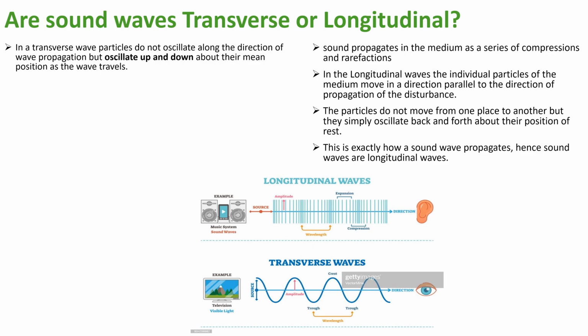In a transverse wave, particles do not oscillate along the direction of wave propagation, but still oscillate up and down about their mean position as the wave travels. Remember this example here. The particles move up and down, up and down. Whereas here the particles move left and right, left and right. Increase the density, reduce the density, increase the density, reduce the density. Here up and down, here left and right. Remember, longitudinal, transverse.